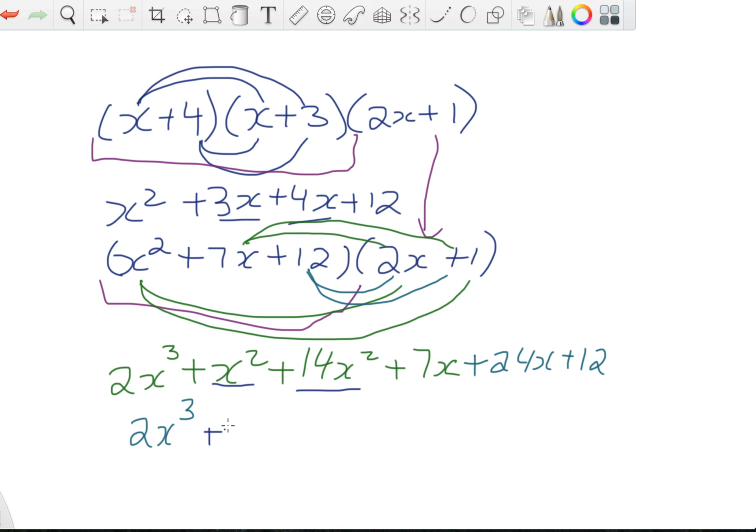So we have 15x squared. Then we want the x's together, which is 7x, 24x, so add them together, 31x, and then we want all the numbers together, which is 12. And that's your final answer.